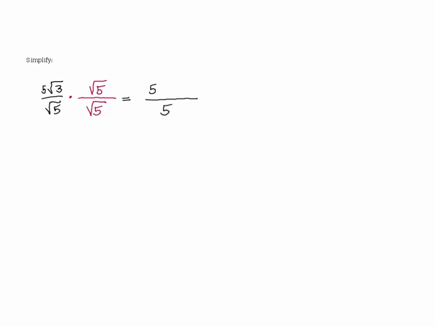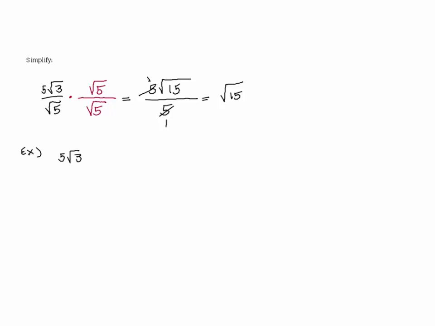And at the top of the fraction we get 5 square root of 3 times 5, which would be 15. Now we can reduce the 5, so we have just square root of 15. So if you have only one term under the radical, in this case radical 5, you multiply it by itself.